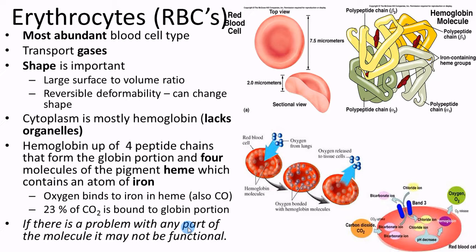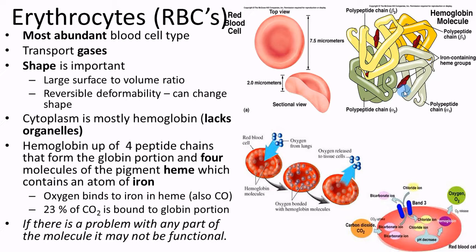Each hemoglobin molecule can actually carry 4 oxygens. So you can see there's a heme, there's a heme, there's a heme, and there's a heme. That's the iron that binds to oxygen. And we've talked about this before. When you oxygenate iron, it rusts. It turns this reddish orange or orange color, right?